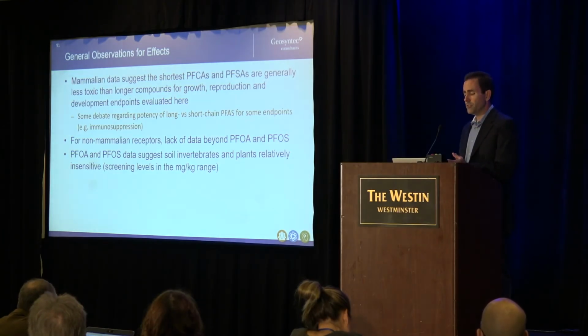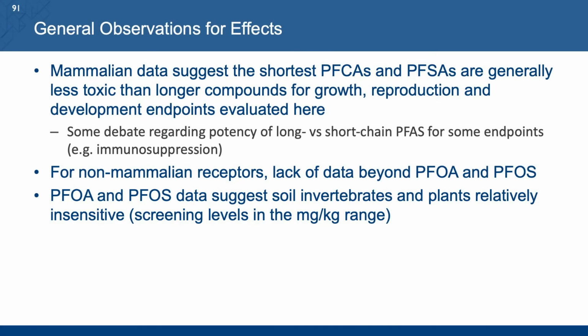So general observations, the mammalian toxicity data tend to suggest the really short PFCAs and PFSAs are much less toxic than the other ones, the longer compounds, for growth, reproduction, and developmental endpoints that we focused on in our guidance review. There's a lot of debate on the potency of the long versus short compounds right now, which endpoints to be looking at, immunosuppression, other developmental endpoints. Really the literature, the science is moving very quickly. I suspect there'll be a lot of really continual focus and reiteration of really what we're looking at here in terms of toxicity over the next few years.